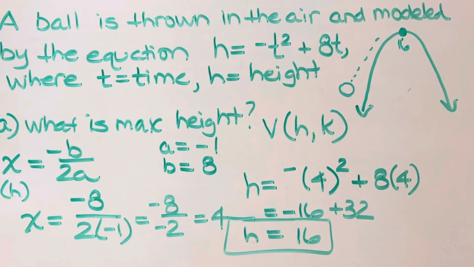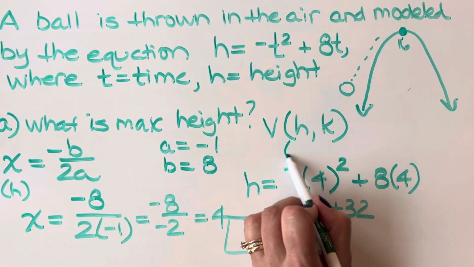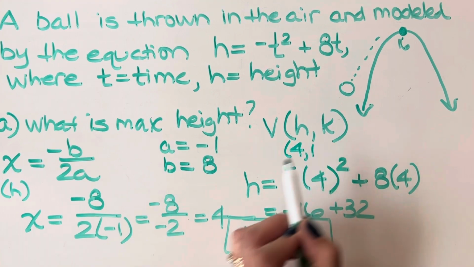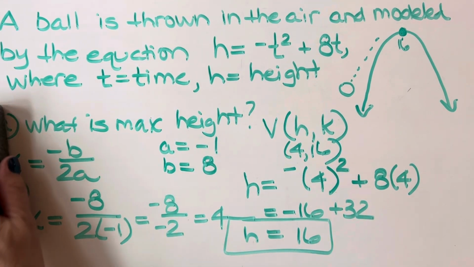All right, so now I know that the ball has been in the air for 4 seconds when it reaches this maximum height, right? So this is the vertex of my parabola, which is (4, 16). Right? So that's how long the ball has been in the air when it reaches 16. All right? So now we have another question to answer.